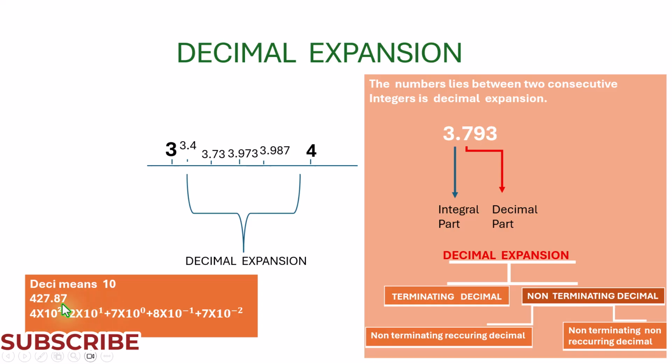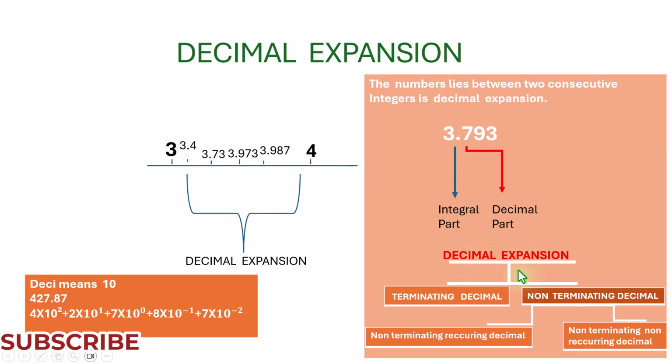Take 427.87. 7 is in the 1's place, 2 is in the 10's place, and 4 is in the 100's place. So 4 into 10 raised to 2, 2 into 10 raised to 1, 7 into 10 raised to 0. The exponent of 10 is in descending order: 2, 1, 0, and after 0 comes -1, -2. The negative place values form the decimal part. So a decimal expansion has two parts, the integral part and the decimal part, separated by the decimal point. The integral part is on the left, and the decimal part is to the right of the decimal point.